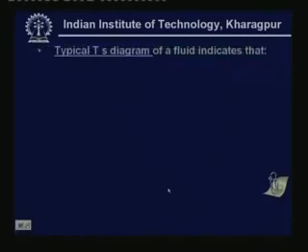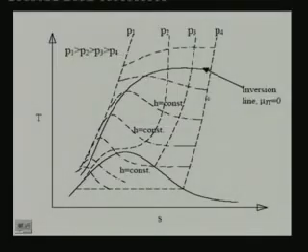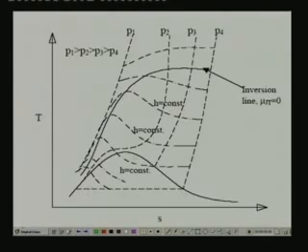Let us look at the typical TS diagram of a fluid. And what does it tell us? So on this TS diagram, as you know, within the vapor dome you have the liquid plus vapor region, and above the vapor dome you have the single phase region.